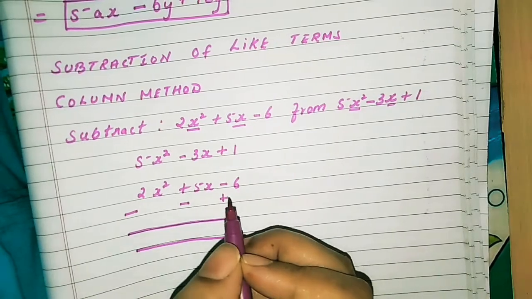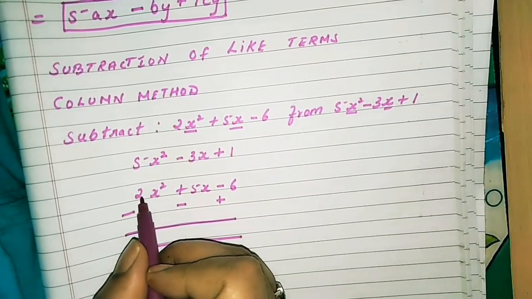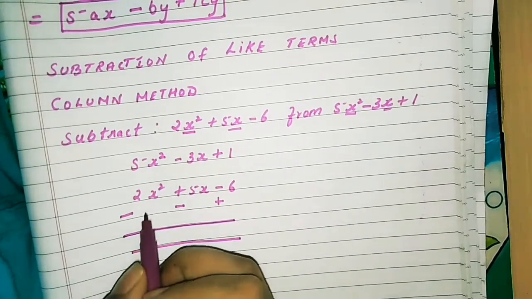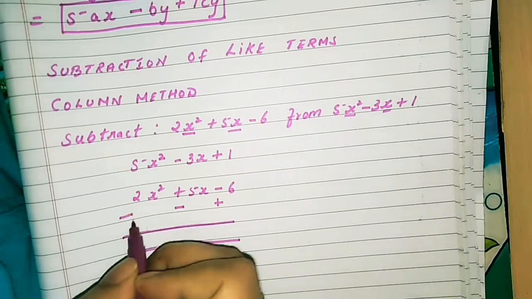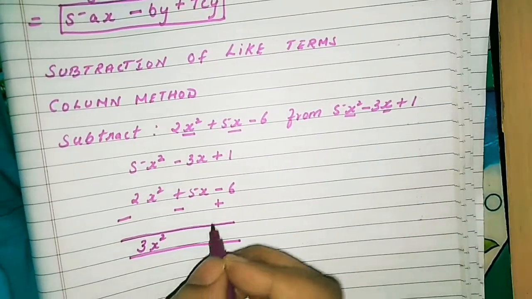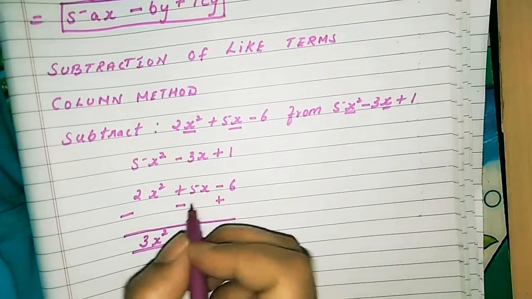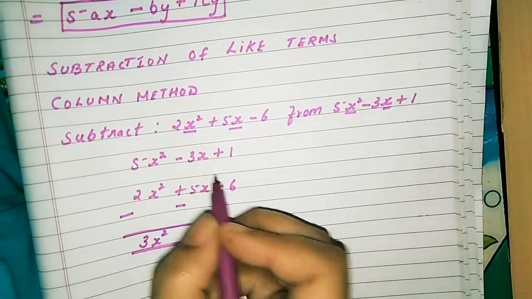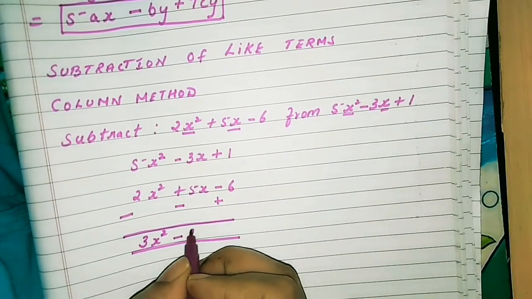Okay, now we're going to add. So it was basically 5 plus 2x, but now it became 5 minus 2x. Now this is subtraction. So it's 5 minus 2, that's 3x squared. And previously we had minus 3 and plus 5. So now we have minus 3 and minus 5. So minus 3 and minus 5 gives us minus 8.